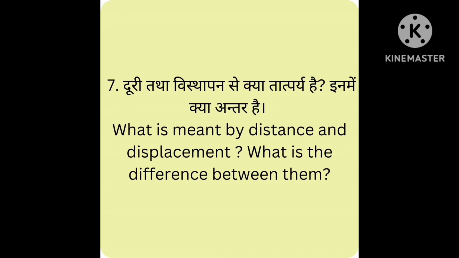Now your seventh question is दूरी तथा विस्थापन से क्या तात्पर्य है? इनमें क्या अंतर है? What is meant by distance and displacement? What is the difference between them? We can find a direction in displacement, whereas there is no direction in distance. So displacement is a vector and distance is a scalar. So you can write about displacement and distance.